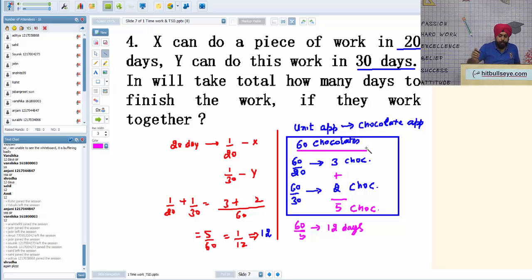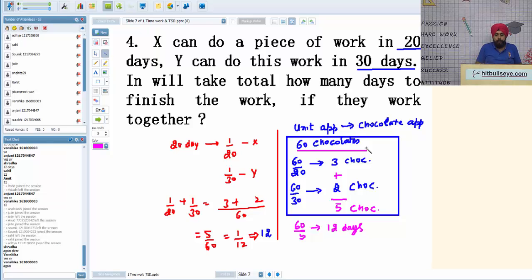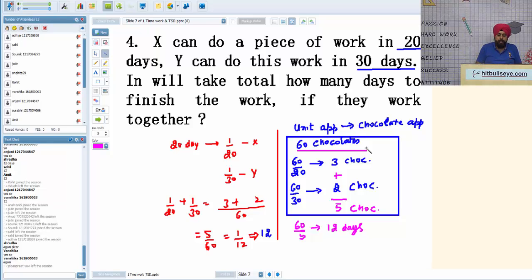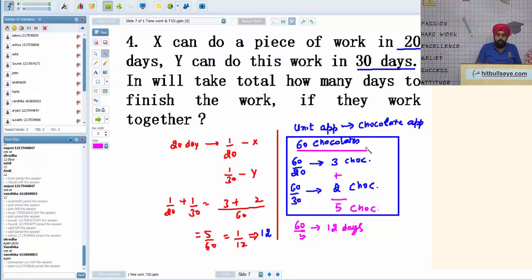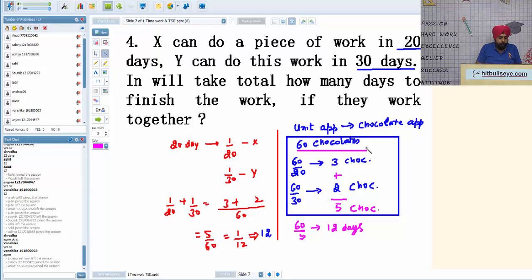Shraddha, we just thought that let the work be actually consisting of the LCM of the 2 numbers mentioned. That is, it was 20 days and 30 days. So we took the LCM of 20 and 30, which was 60. So we thought let the work be actually consisting of eating 60 chocolates. If X eats those chocolates in 20 days, this means he eats 3 chocolates a day. Y eats all the chocolates in 30 days, that means he eats 2 chocolates a day. So together they are consuming 3 plus 2, that is 5 chocolates per day. Now if they have a total of 60 chocolates, they can finish those in 60 divided by 5, in 12 days.